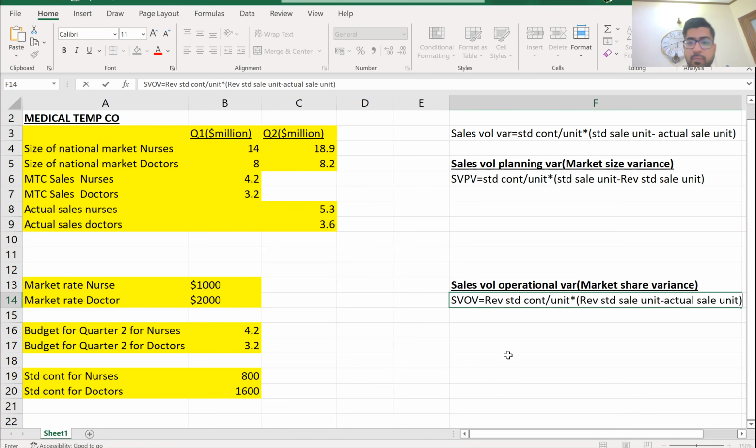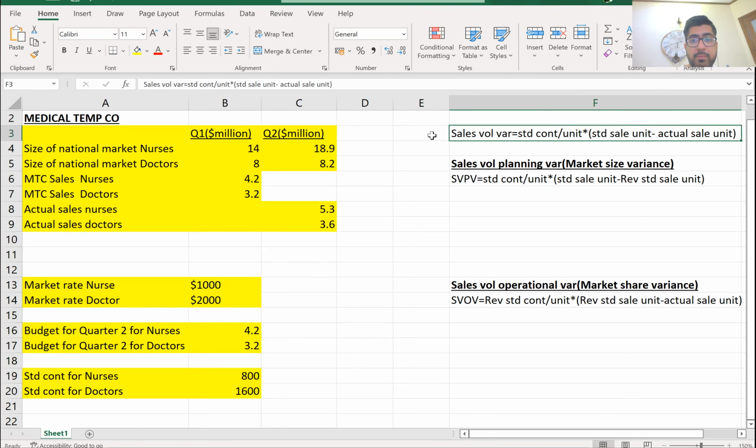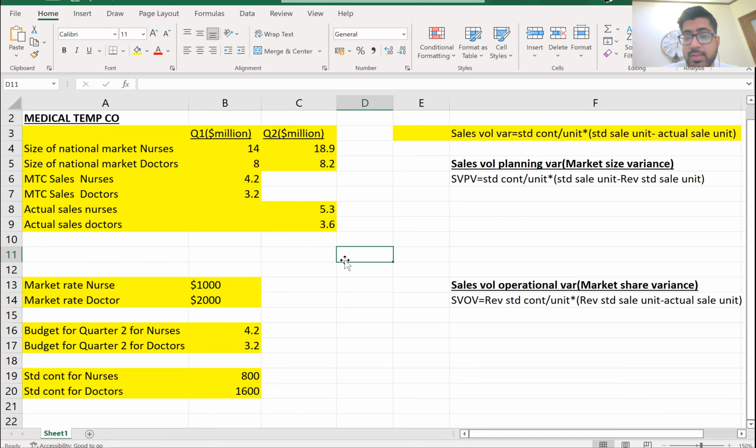So this is what you should have studied in your market size, market share working: a variance called sales volume variance, standard contribution per unit into standard sales units minus actual sales units. It's split into two parts, sales volume planning and sales volume operational. When you split it into planning, it's called market size. When you split it into operational, it's called market share. The technique is that when you are making sales volume planning, everything remains the same, and actual gets replaced by revised standard. So standard contribution is the same, standard sales units the same, but actual sales units get replaced by revised standard sale units. But if you are calculating sales volume operational, it is revised standard contribution per unit, revised standard sales units and actual sales units. Why? Because actual remains the same, and standard gets replaced by revised standard.